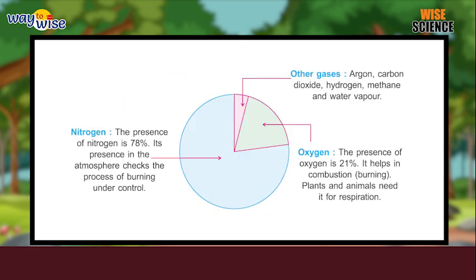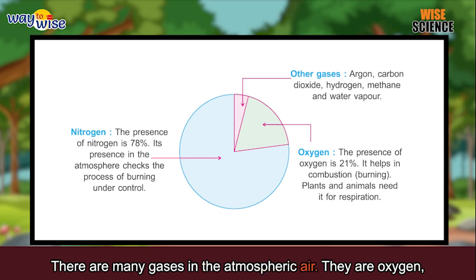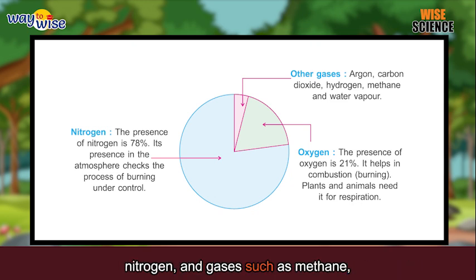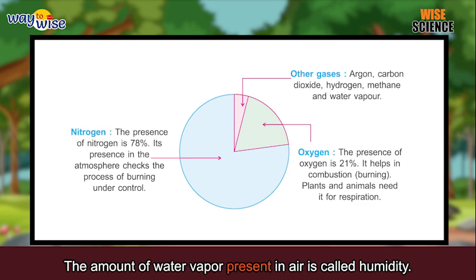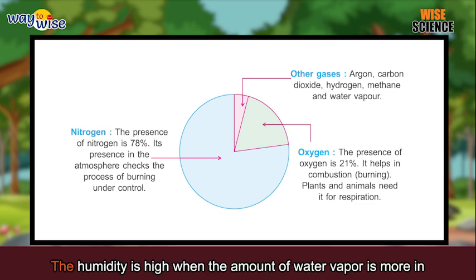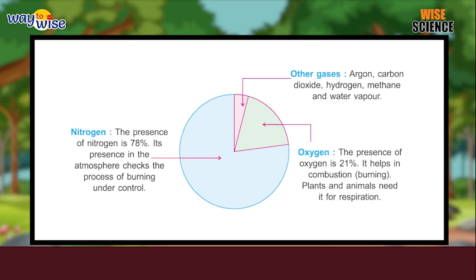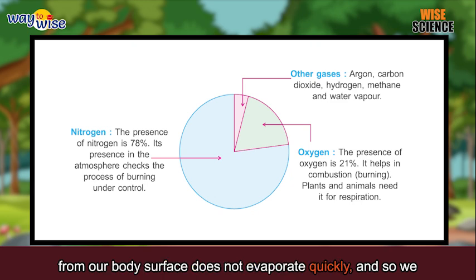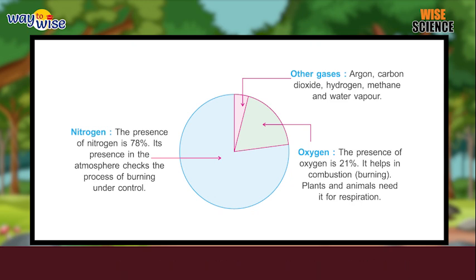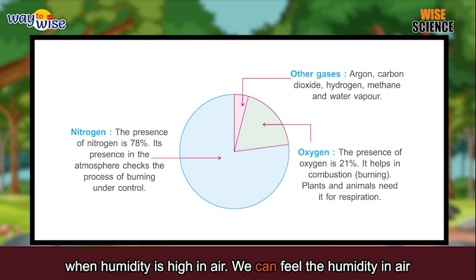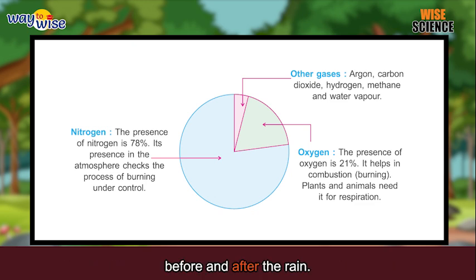Composition of air. There are many gases in the atmospheric air. They are oxygen, nitrogen, and gases such as methane, argon, hydrogen, and carbon dioxide in little quantities. The atmospheric air also has dust, smoke, and water vapor. The amount of water vapor present in air is called humidity. The humidity is high when the amount of water vapor is more in air. The perspiration from our body surface does not evaporate quickly, and so we feel uncomfortable when humidity is high in air. We can feel the humidity in air before and after the rain.